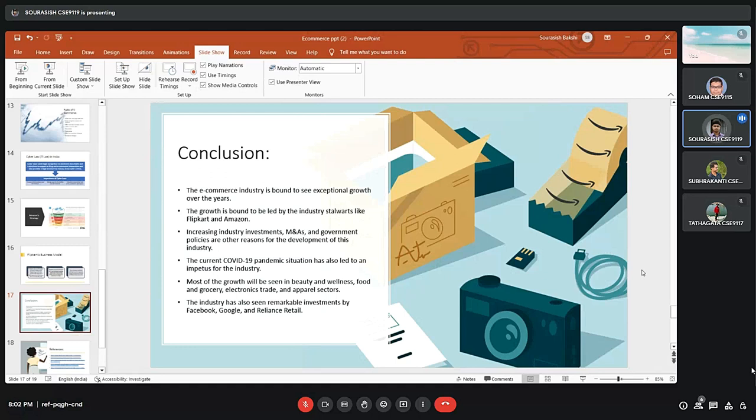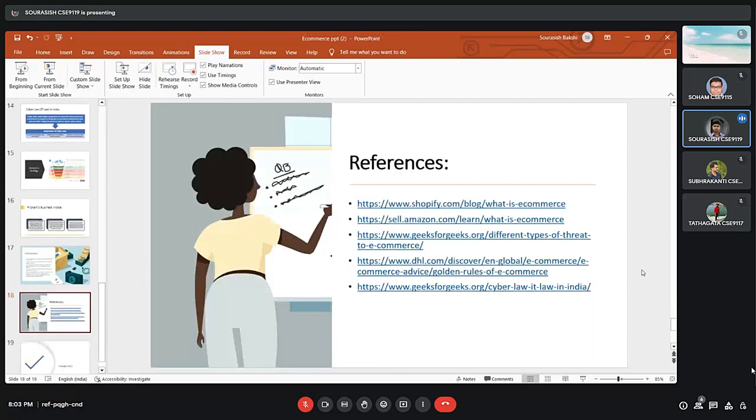There are people who still prefer buying fresh vegetables from the market rather than ordering them from Big Basket and other apps like that. So what we think is the most growth will be seen in beauty and wellness, food and grocery. The food here means websites like Swiggy and Zomato, these kinds of food delivery apps, then grocery websites, electronic trade, apparel sectors. Obviously, the apparel sector is one of the biggest in e-commerce. Also, this e-commerce industry has seen remarkable investments by big brands like Facebook, Google, Reliance Retail, etc. So these are our references.